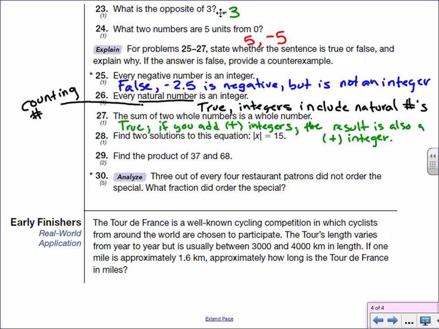Find two solutions to this equation. The absolute value of x is 15. So two numbers whose distance from 0 is 15 are negative 15 and positive 15.